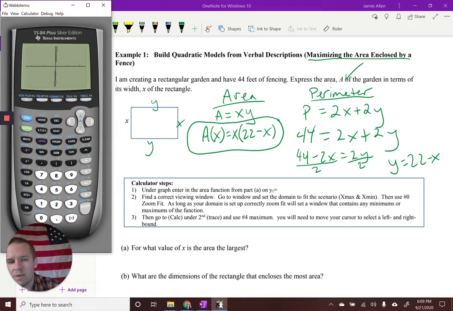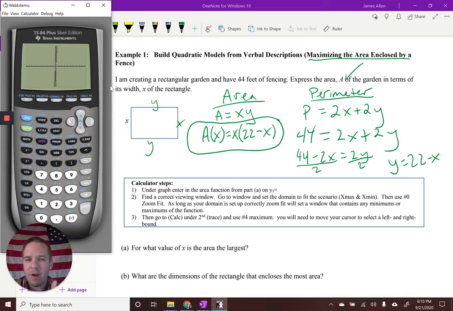Usually I start with Zoom Fit, or sorry, Zoom Standard. But here, I'll start with that. I'm going to go Zoom 6. That's how I like to start. But we know it's going to be a quadratic, so we know it's probably going up way up here and back.